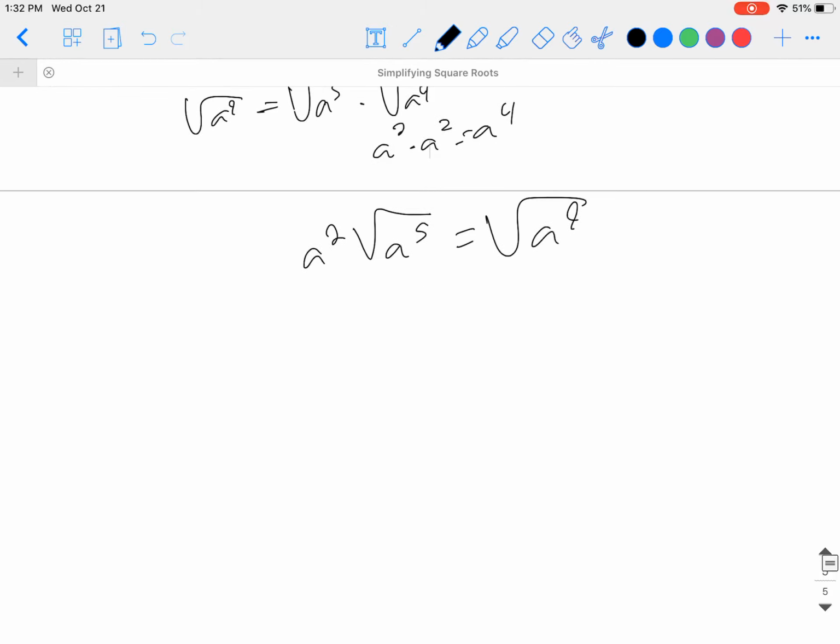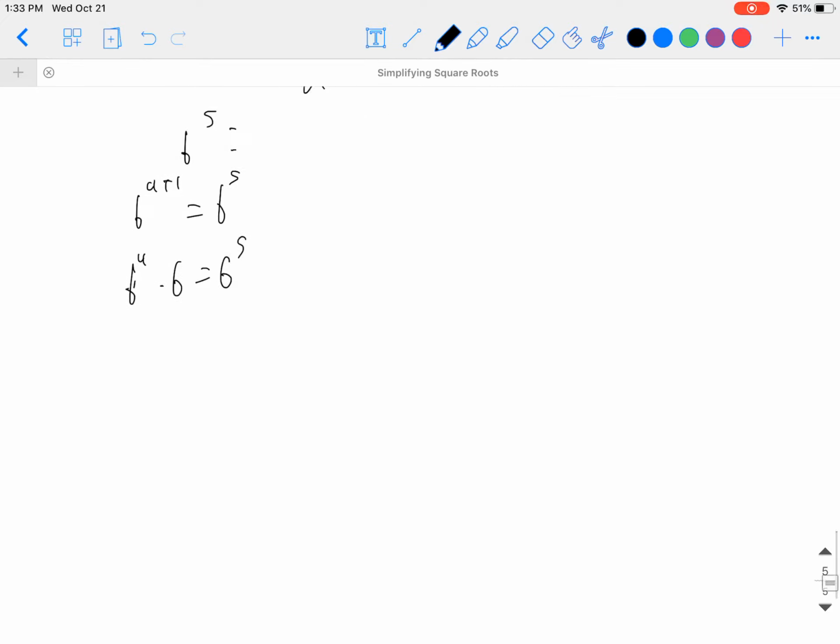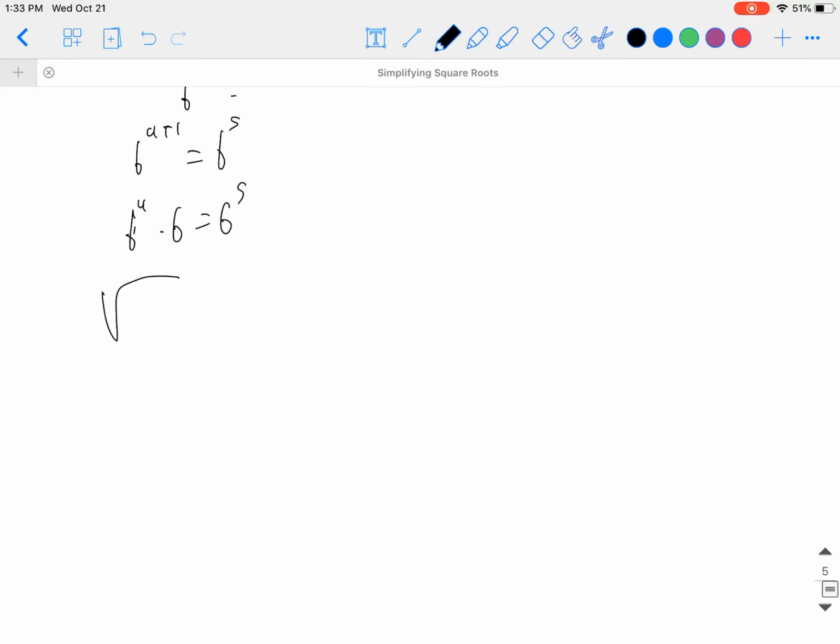So now let's finish off with b. If we have b to the 5th, we can write this as b to the 4th times b, since 4 plus 1 equals 5. So what this means is b to the 4th times b equals b to the 5th. If we use the product rule for square roots, we have the square root of b to the 5th equals the square root of b to the 4th times the square root of b equals b squared root b.